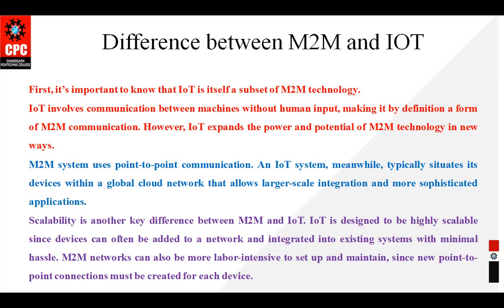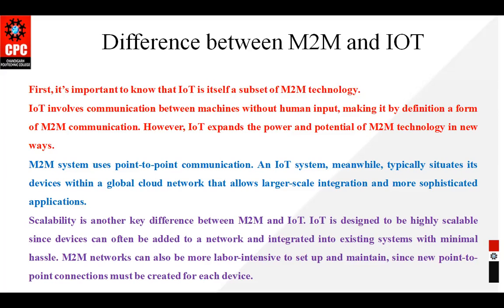Then M2M, as is clear from the figure, is point-to-point communication. That is, data is transferred from one machine to the other machine. Whereas IoT is a global cloud network where the data goes anywhere on the network and is then distributed to the devices. Then another difference is scalability. That is the key difference between M2M and IoT.